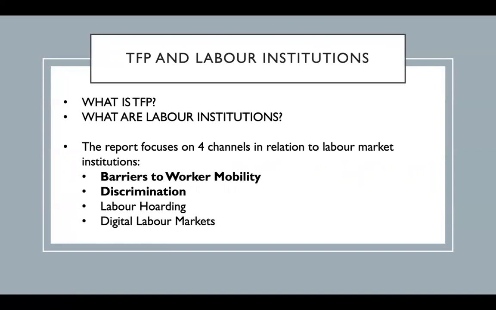These institutions are features of an economy shaping the allocation of resources, including rules and regulations governing individual behavior, according to Jones 2021. They affect labor productivity beyond their direct impact on labor composition and therefore can also affect TFP levels. From the four channels in regard to these institutions that the report focuses on, we will focus on how barriers to worker mobility and discrimination contribute to TFP growth slowdown.